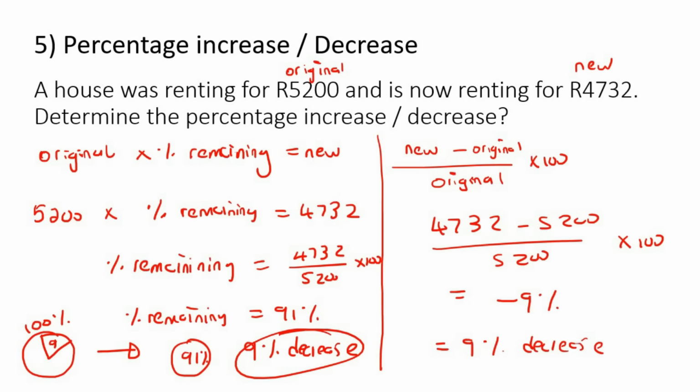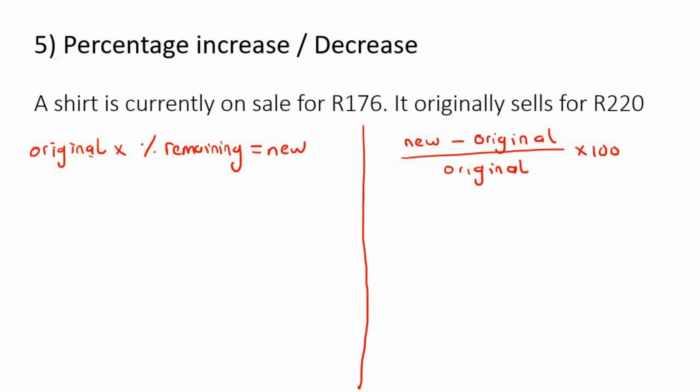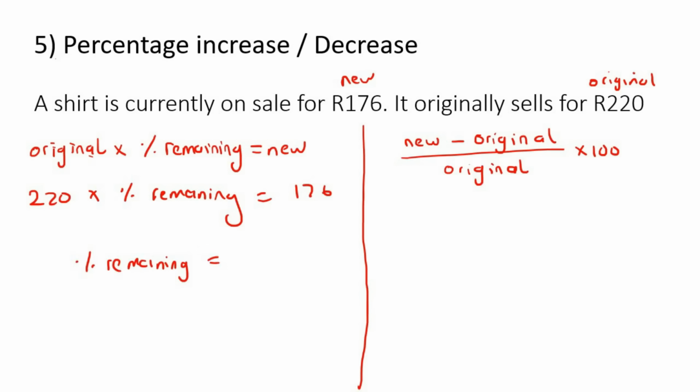Let's do one more example. Here's our last example. A shirt is currently on sale for 176 Rand. It originally sells for 220. So that's the original price, and then this is the new price. So we can just say 220 multiplied by the percentage remaining is equal to 176. So then if we get the percentage remaining, we get 176 over 220. And then always remember to multiply that by 100.